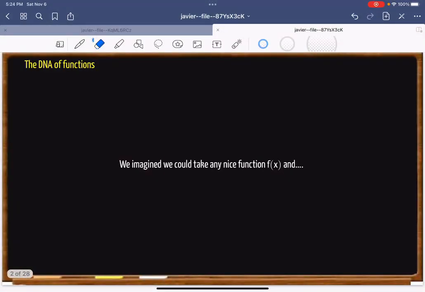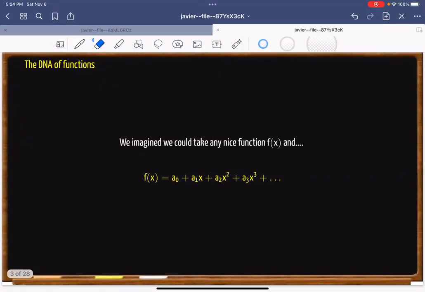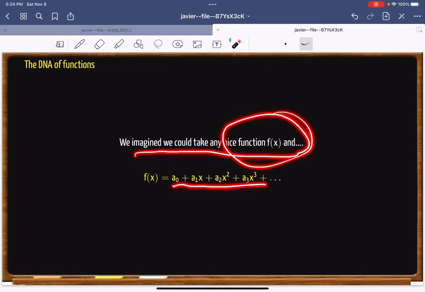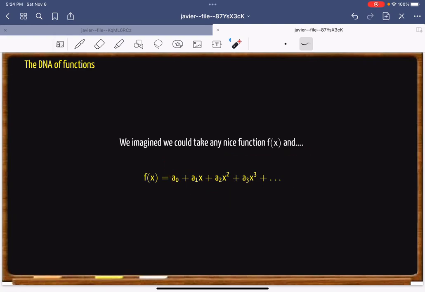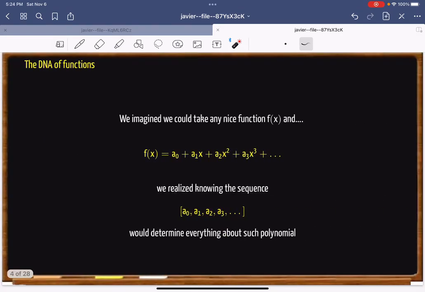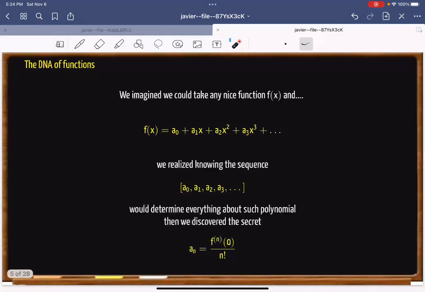All right, so a little recap of what we've been doing. We first imagined that we could take any nice function f of x and write it in an unthinkable way as a polynomial. That already required a bunch of audacity. Then we figured out that if such a thing was possible, we could determine everything just from the coefficients, and that would be sort of like the DNA for the function. It would determine what it is, what it does, how it calculates, everything about the function. And then we had this amazing discovery that we can find a formula for each one of those terms using the nth derivative of f, evaluated at 0 or at some other point if these were shifted, all over n factorial.